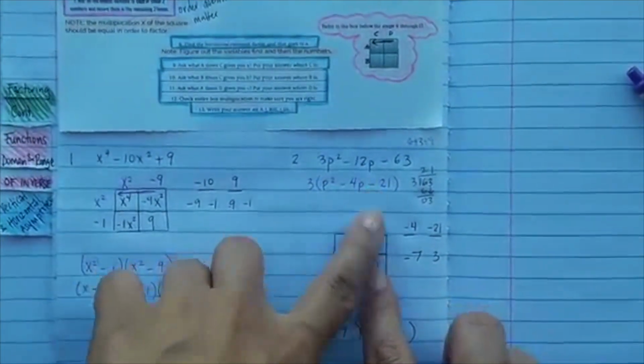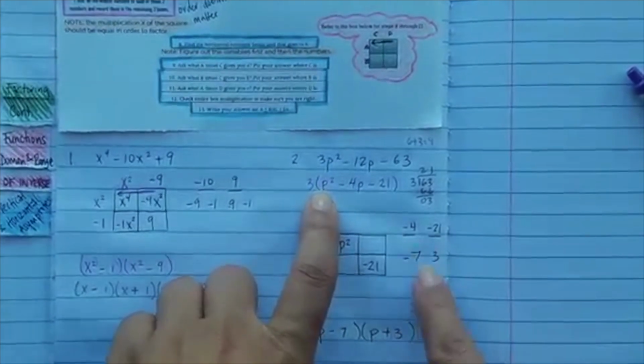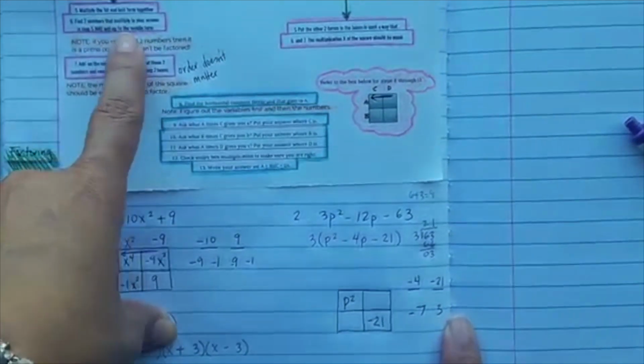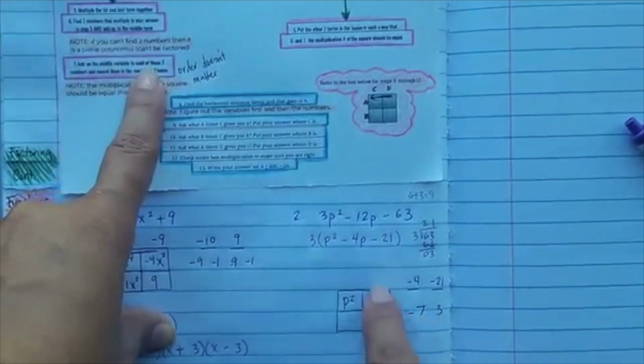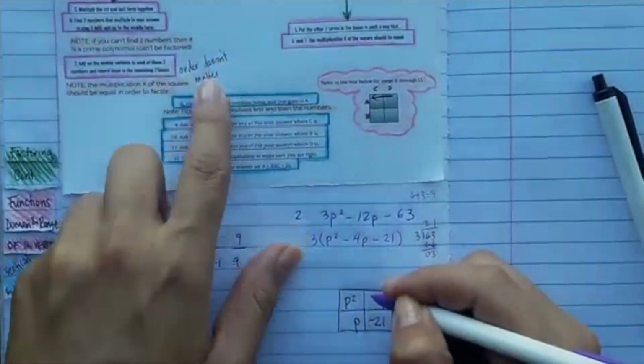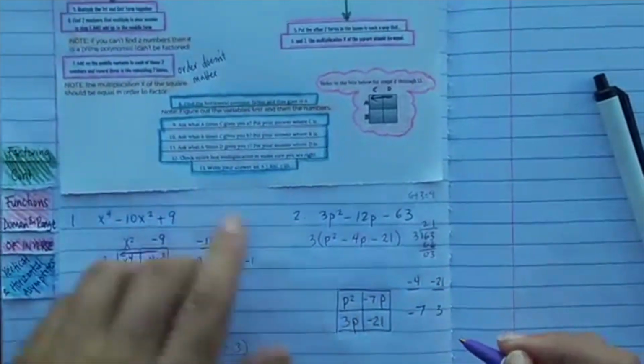Alright, then you put the middle term, so which is p. So the middle variable rather, in the remaining 2 boxes, and then the order doesn't matter however you want to put it. So I'm putting negative 7 and 3.